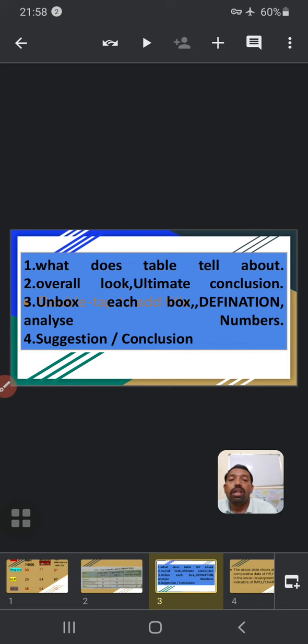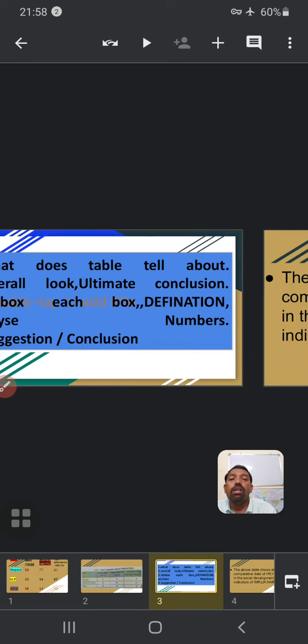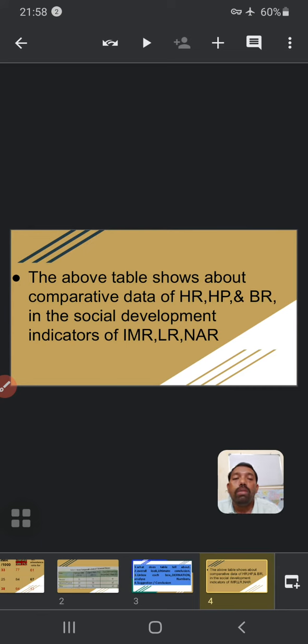Now let us start writing the answer. The first thing is: what does the table tell about? If you observe, the table shows the comparative data of Haryana, Himachal Pradesh and Bihar in the social development indicators like IMR, literacy rate, and net attendance ratio. This should be the first point.